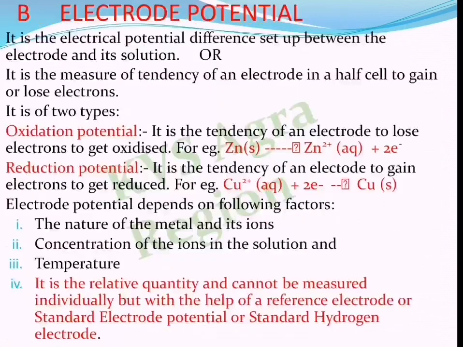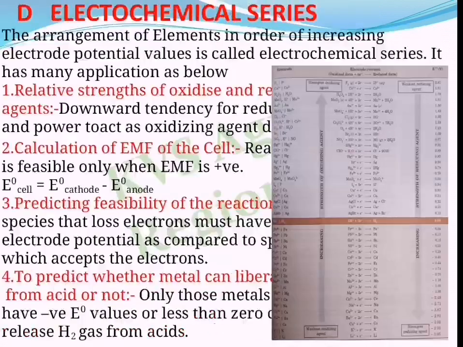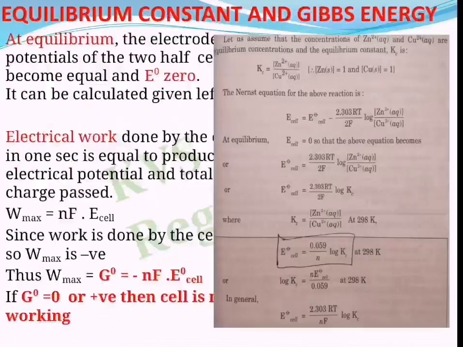Next, electrode potential. Learn the definition, learn its types and the factors on which it depends. Okay, the next, how we can find the standard hydrogen electrode. Then the electrochemical series, that is made with the help of a standard reference electrode. No need to learn the values of the electrode potential given in the graph or table. Then the Nernst equation, its derivation is very important. Try to learn its derivation as many times as you can. And then in the last we get the applications of the Nernst equation.